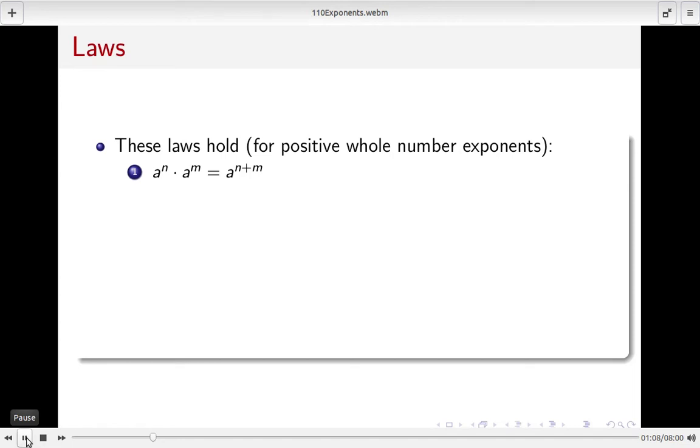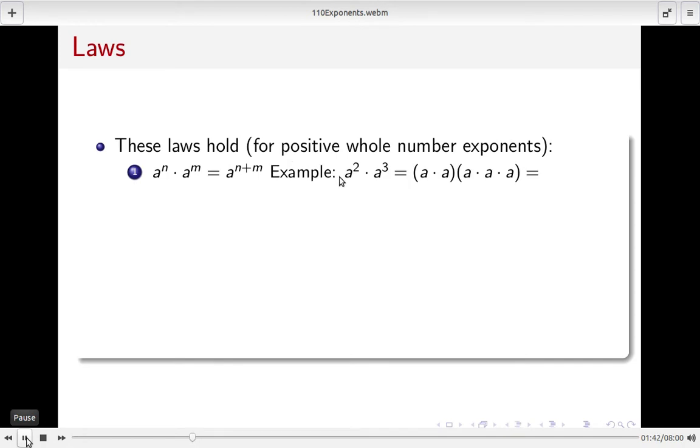Here are three laws for exponents that are fairly obvious, laws that you're also probably familiar with. The first law is that if you're multiplying two powers of a, a to the n times a to the m, you can rewrite that as a to the n plus m. When you're multiplying two powers of a, you can add the exponents. And this is fairly obvious if you look at a simple example.